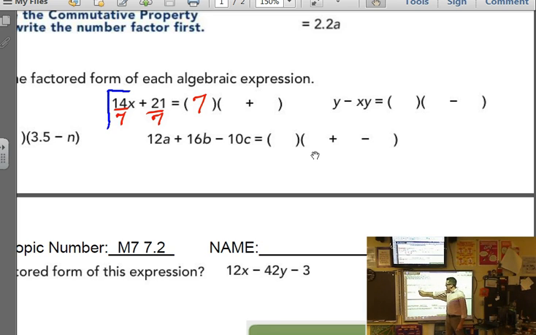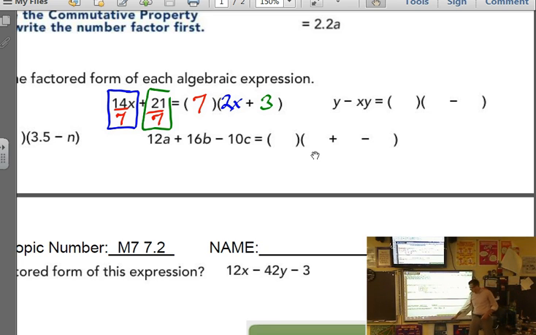My 14x divided by 7. Well, what's 14 divided by 7? And then you bring the x with you. Then, Noah, what's my final term there? A 3. So we get 7 times the quantity, 2x plus 3. Any questions?